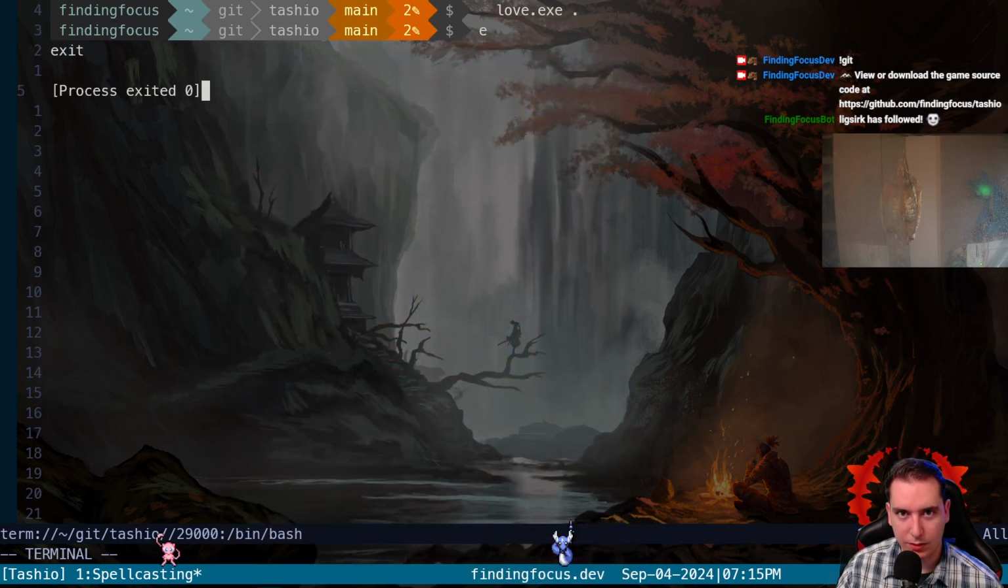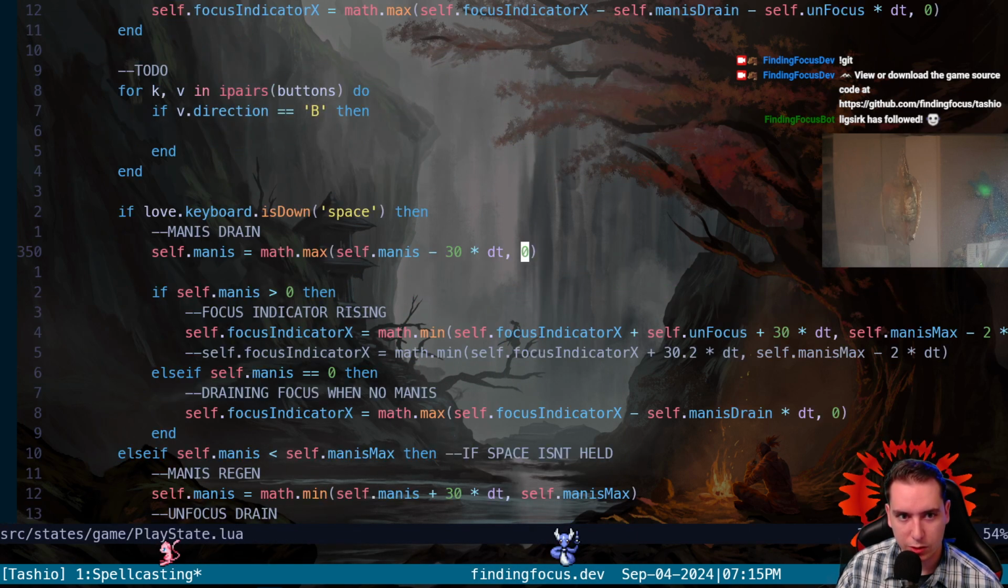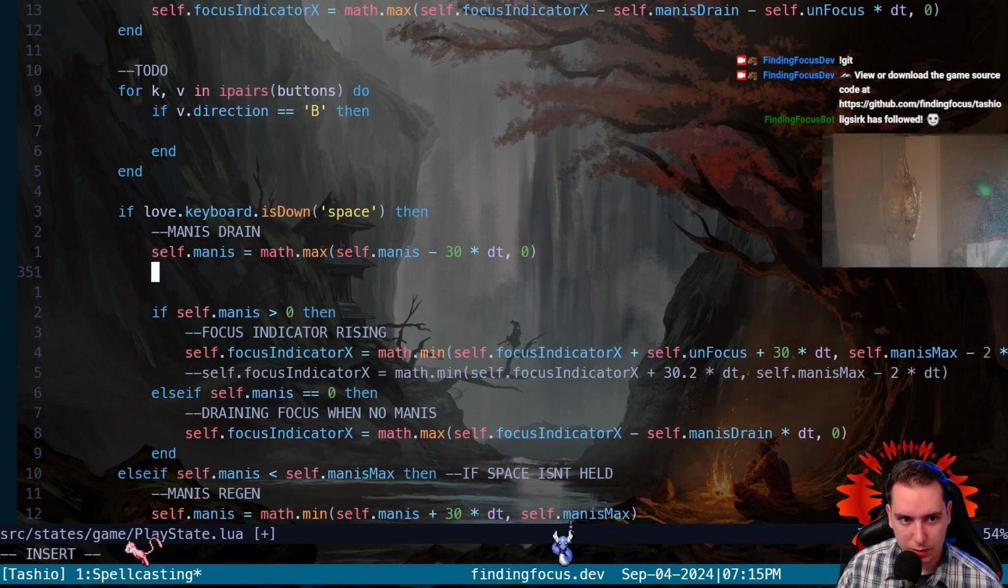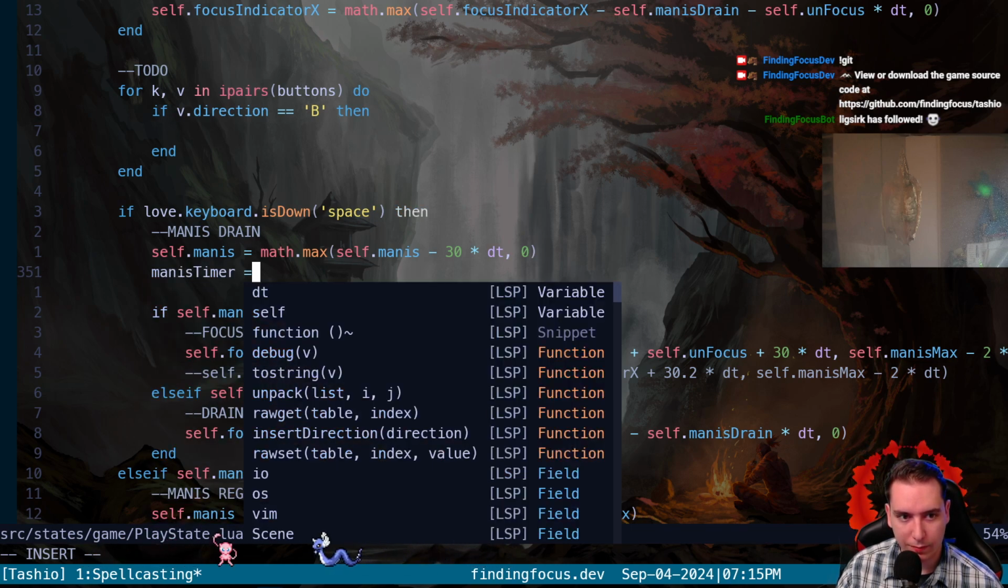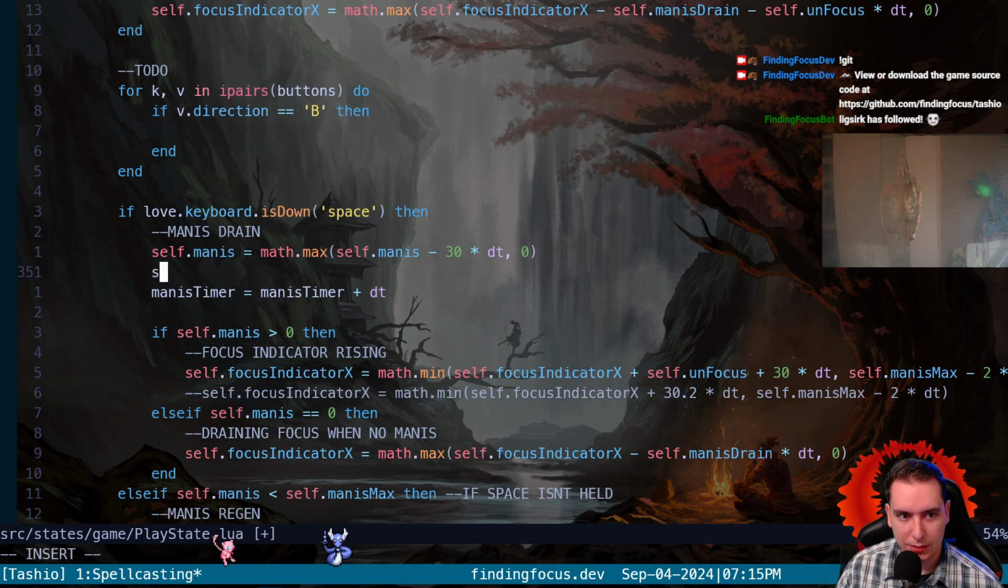I don't know if I trust it though. Let's add a little local variable to track it and make sure. So let's just say that we have a local variable called Monas timer. Above, we'll have to declare it, but here we're just going to say Monas timer is going to get incremented by delta time only if Monas is not equal to 0.